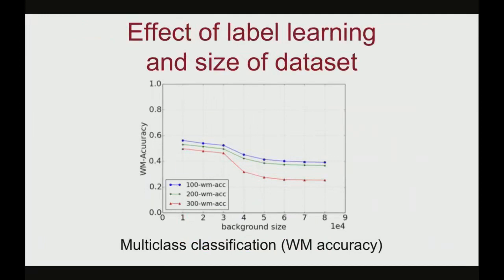Similarly, the performance of the multi-class classifier degrades with increasing size of the monitored and background data sets. But still, we are able to get around 25% accuracy to differentiate 300 different keyword traces against 80,000 background traces.